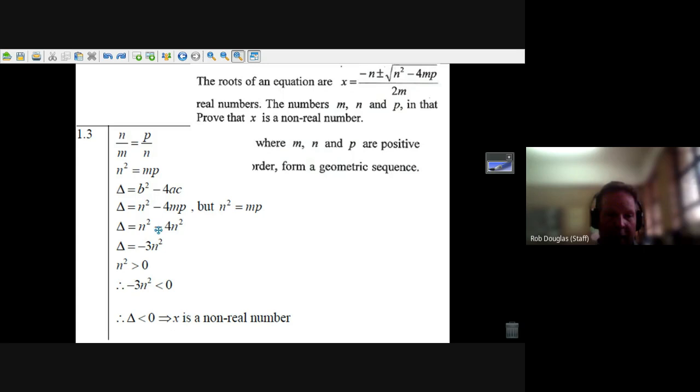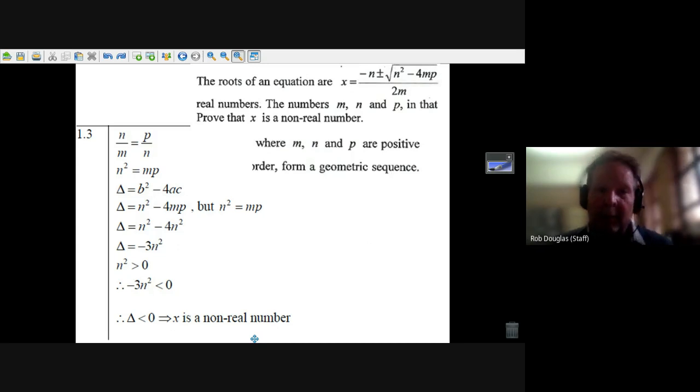Now, n squared minus 4n squared, these are like terms. It equals minus 3n squared. But we know that n squared, since n is a positive number, is greater than 0. If we multiply any positive number by negative 3, that'll give you a negative number. That means the delta must be negative. And if delta, the thing you're square rooting, is negative, if b squared minus 4ac is negative, it means it must be a non-real number.